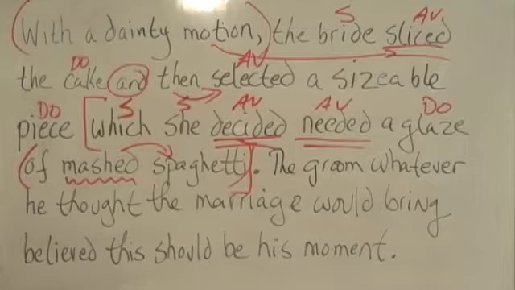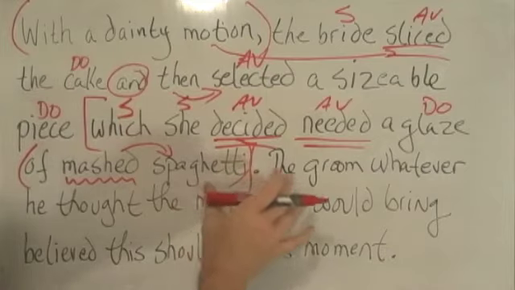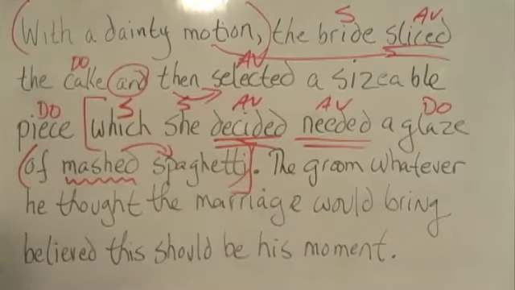If we straighten out this relative clause, putting the grammar in the normal order, it would read, she decided which needed a glaze of mashed potato, or to make it a little bit more concrete, she decided the sizable piece needed a glaze of mashed spaghetti, not potato, spaghetti, Tom. It's as though this is a speech heading and then you've got the answering dialogue following it. That's how I visualize impacted relative clauses as functioning.